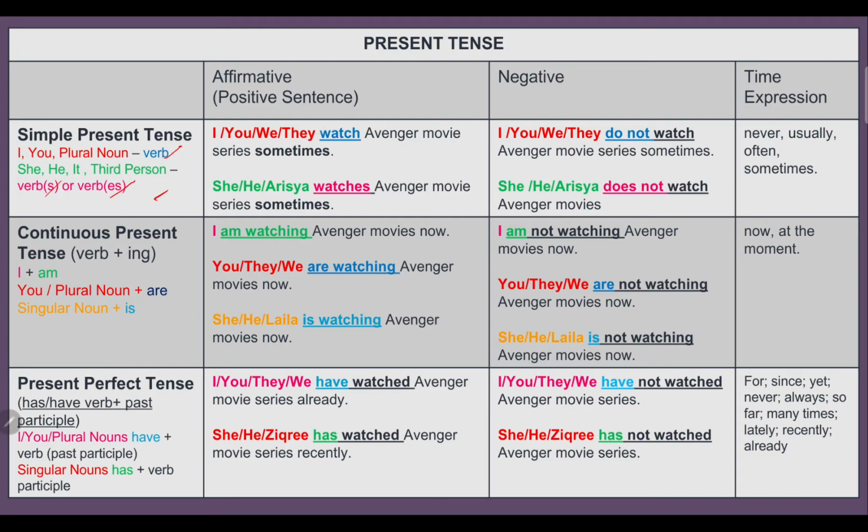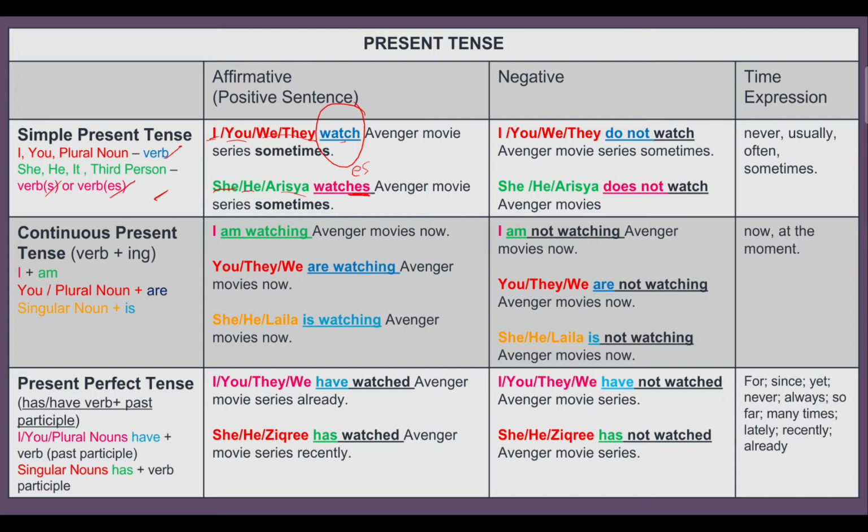Okay, so for the first example is for plural noun. Okay, so as you can see here, when you use I, you, and plural noun, okay, the verb will be in its root forms. I, you, we, they watch Avenger movie series sometimes. And for singular, she, he, Arisha watches. As you can see here, okay, the verb we add on es. Avenger movie series sometimes.